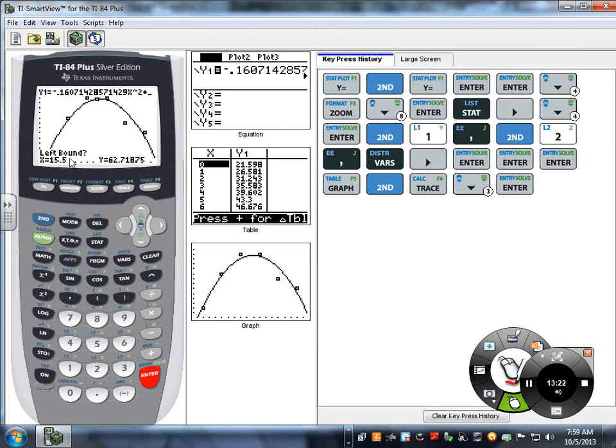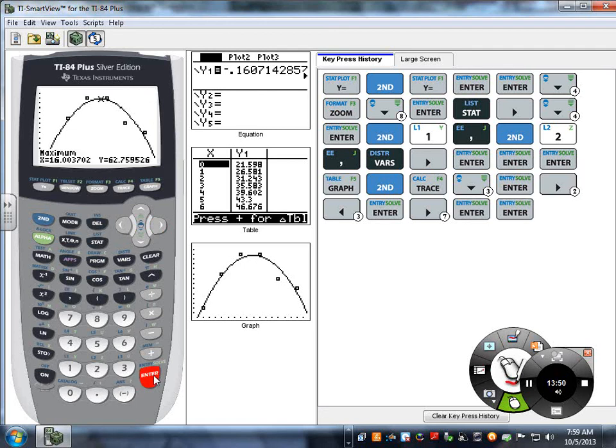Now remember, it asks us for the left bound. The left bound means, can you give me a point that is to the left of your maximum value? So if you're on what you think is the maximum value, scroll a little to the left and press enter, and it marks the boundary. Then it asks for a right bound, so make sure that you scroll to the right far enough that you are to the right of where you think the vertex is, and press enter. Then it says guess, and press enter again. So it tells us our maximum is basically at 16.00, so we'll just call that 16, and 62.8.